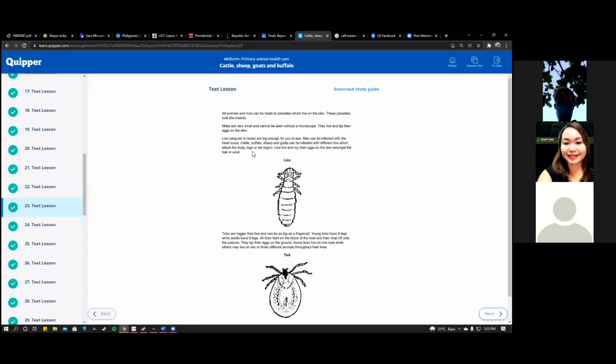So lice, or louse in the singular, are big enough for you to see. Man can be infected with a head louse. Cattle, buffalo, sheep, and goats can be infected with different lice which attack the body, legs, or tail region. Lice live and lay their eggs on the skin among the hair or wool.